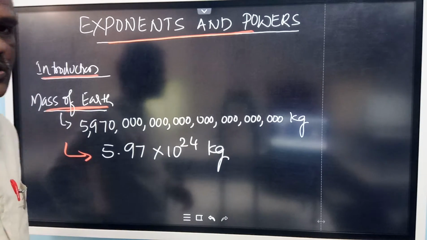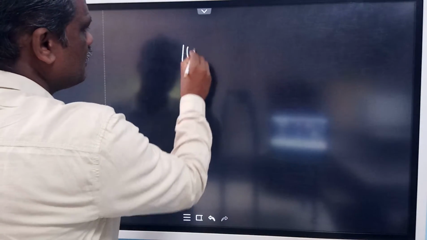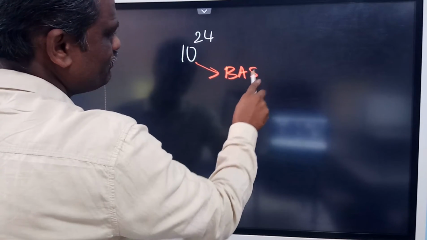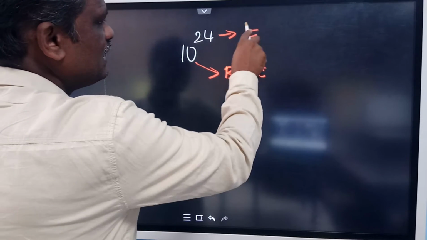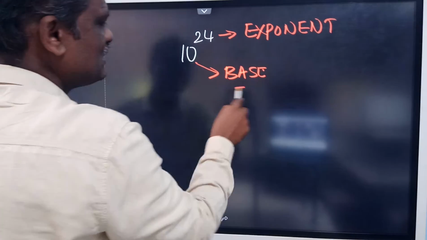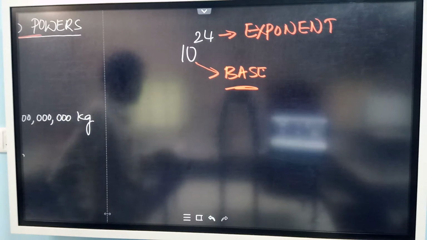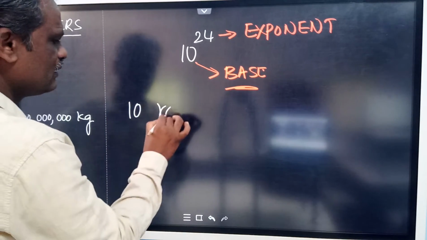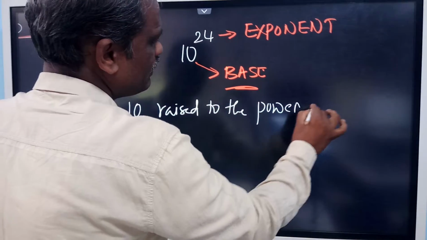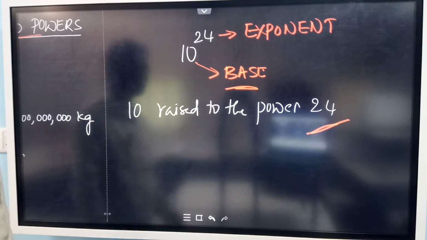10 raised to the power 24. Here, in 10 raised to the power 24, 10 is called the base, and 24 is called the exponent. With the base 10 and exponent 24, we say 10 raised to the power 24. So this is the way of reading it: 10 raised to the power 24.